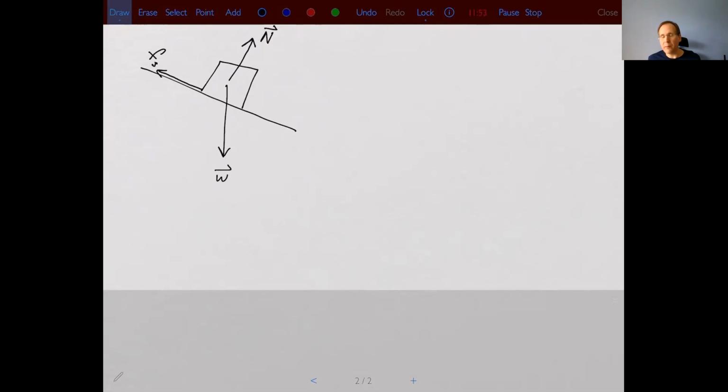And if it were on the verge of motion, that static frictional force would actually be Fs max. Okay, so the point I'm getting at here is that in this case, the normal force is not equal to the weight, right? Because it's at an angle. So you've got to be careful. In our case, where it's just sitting on a flat surface, the normal force is simply equal to the weight, right? Very straightforward.